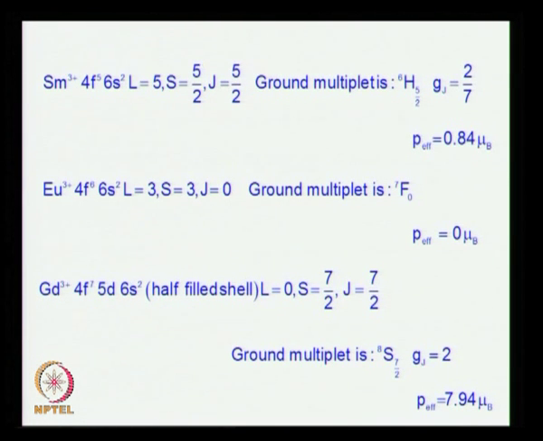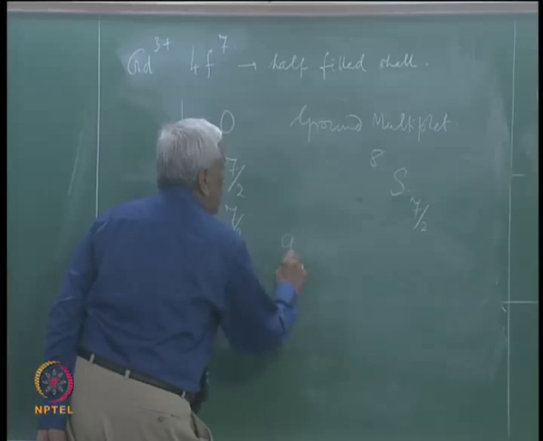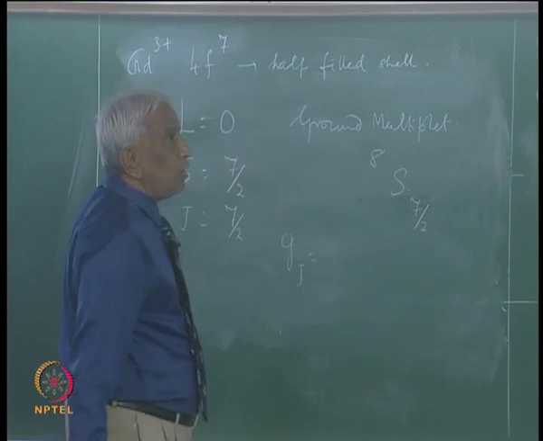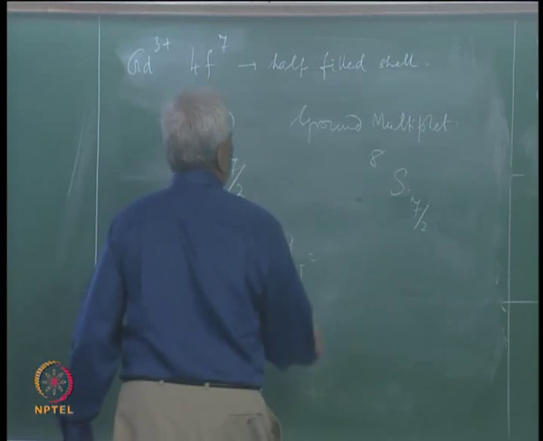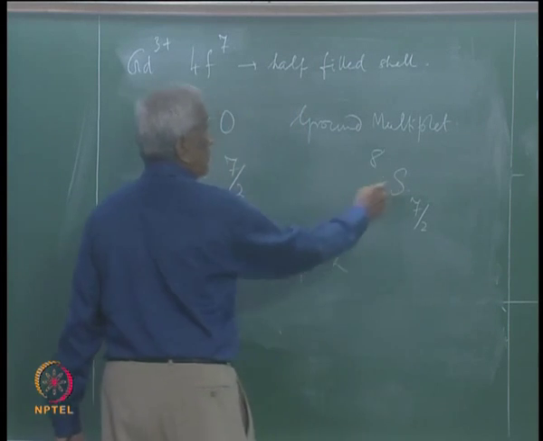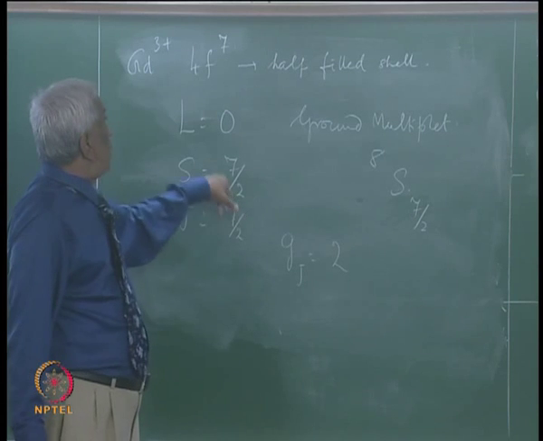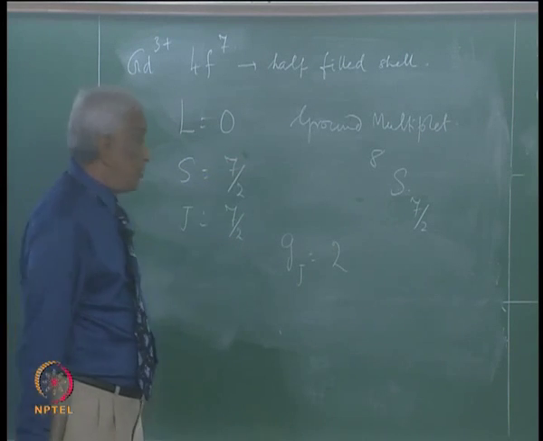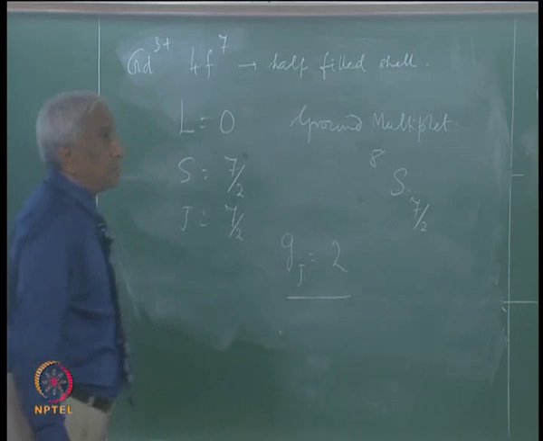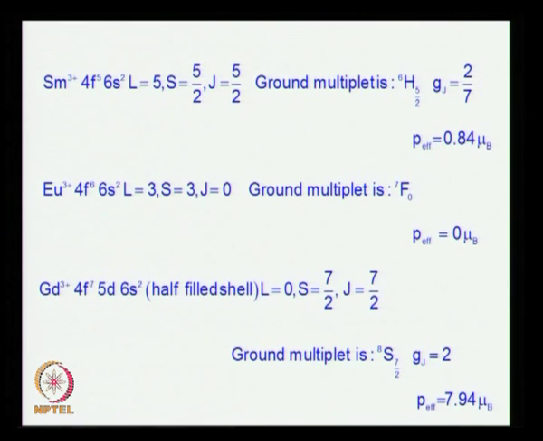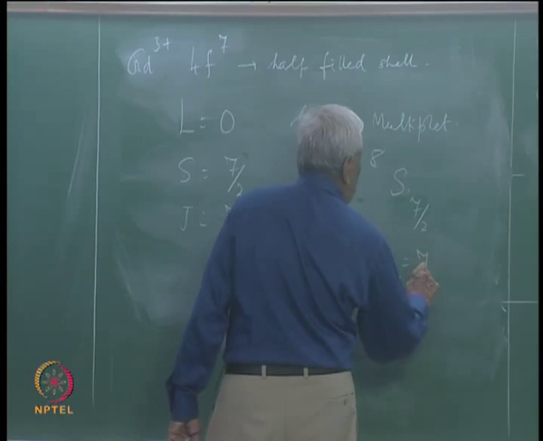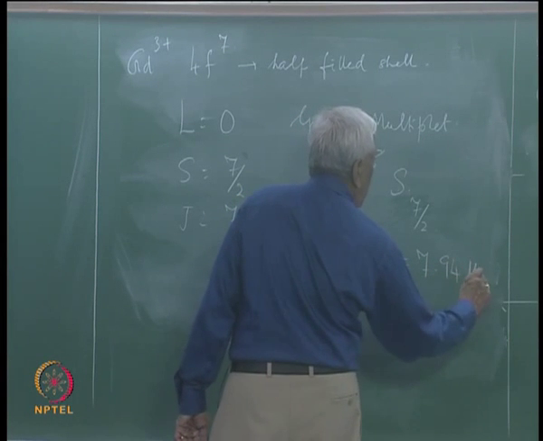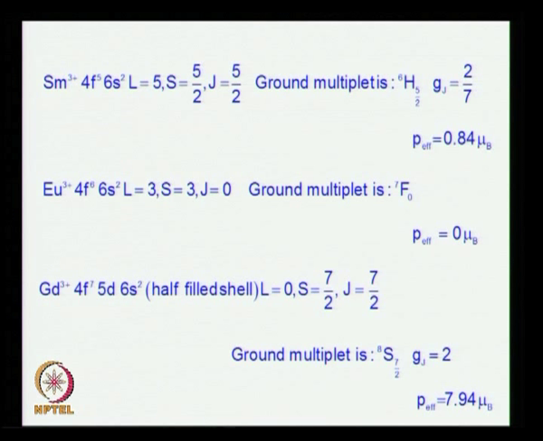So, substituting these values of L, S and J, we get Gj for gadolinium 3 plus as 2. It is just the spin only value. Since it has only spin contribution, the orbital angular momentum is 0. So, it has a spin only G factor, and the corresponding magnetic moment has the value of 7.94 Bohr magnetons. In the same way, we can work out the values for the other ions.